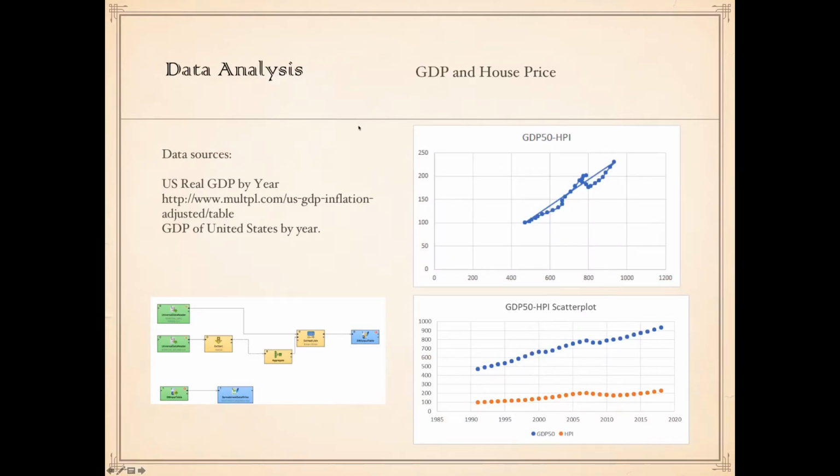Another data analysis is used to find some relationship between the GDP and the house price. We found the external data on this website: GDP of the United States by year. We create it in the ETL workflow and create this chart. You can find the relation between the GDP and the house price by year. It's very convenient for us to find some relationships and use them for our database in the future.